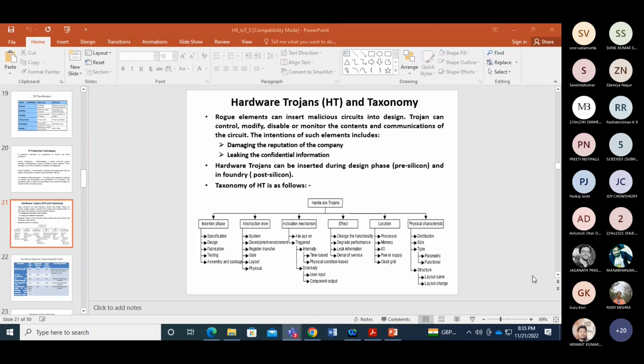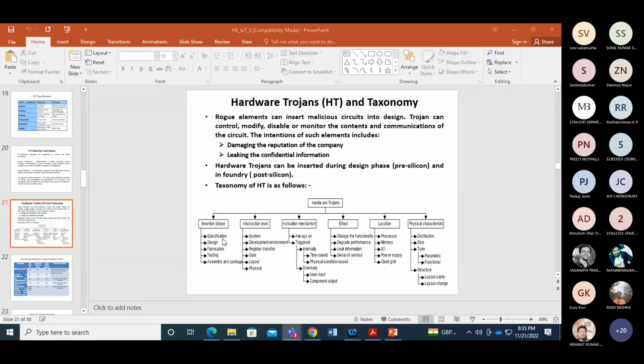Now, in this particular case, we are talking about hardware trojans and their taxonomy. This is a huge topic, but I'm just trying to cover it. Let us look at the insertion phase, that is, where the hardware trojan can be inserted.